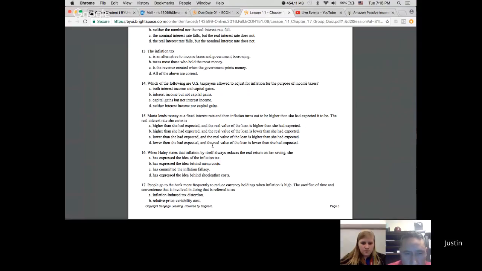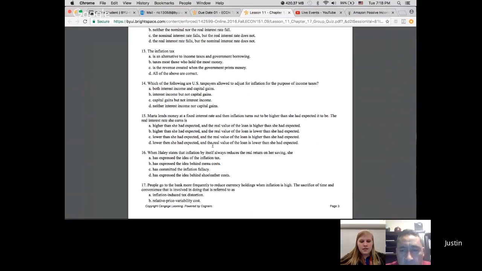I think this one took... I don't know why. I just felt like D was right. Yeah, I couldn't decide if the real rate was lower or higher. Right. So she lends money at a fixed interest rate. And then inflation turns out to be higher than she expected.